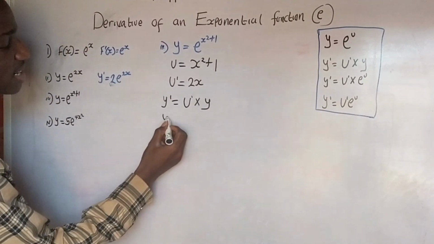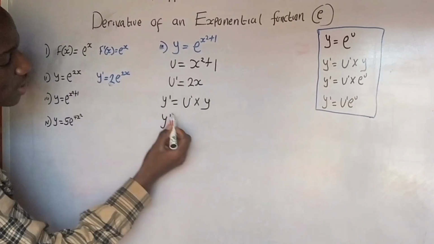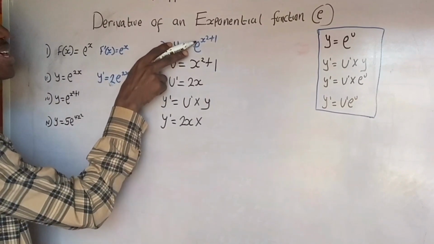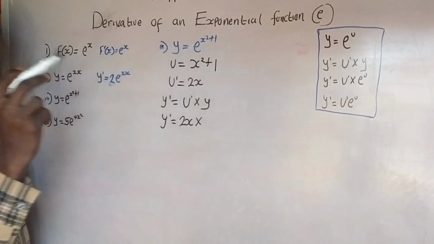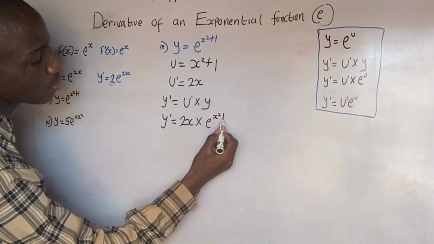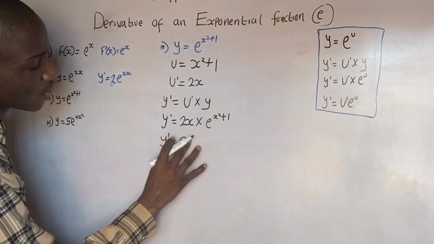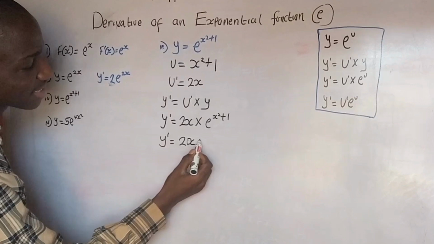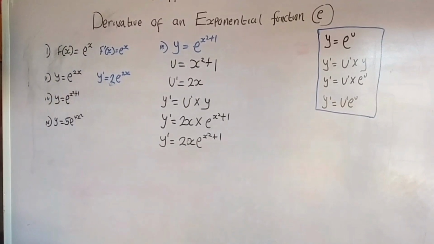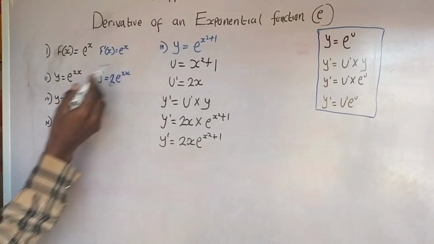So in that case, the derivative of y is equal to, what is u? The derivative of u is 2x. So I'm going to have 2x multiplied by y. y is equal to e raised to the power of x squared plus 1. In that case, I'm going to have e raised to the power of x squared plus 1. So the derivative of y is equal to 2x e to the x squared plus 1. So that is, the derivative of y is equal to 2x e raised to the power of x squared plus 1.